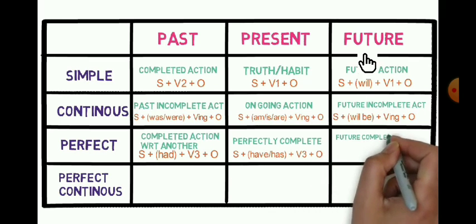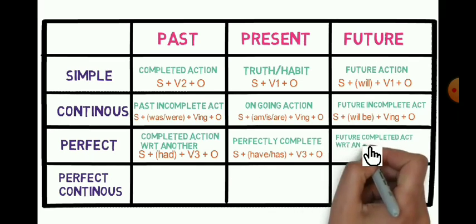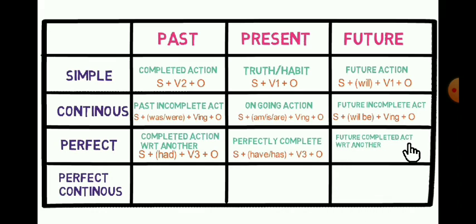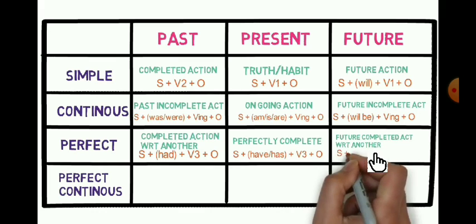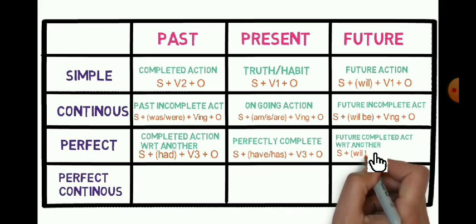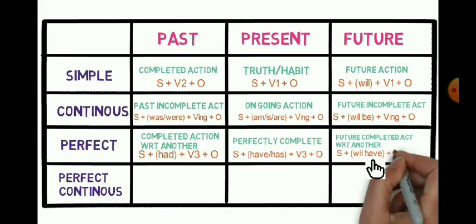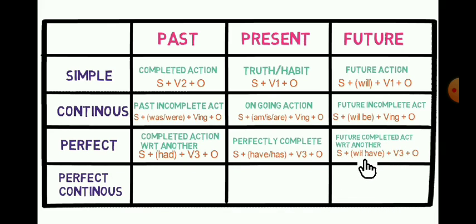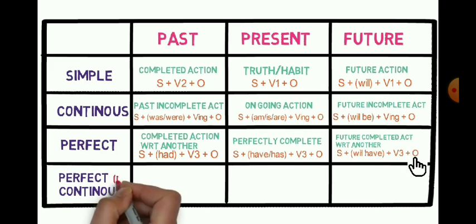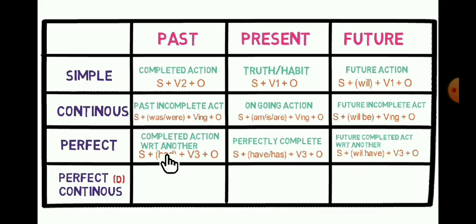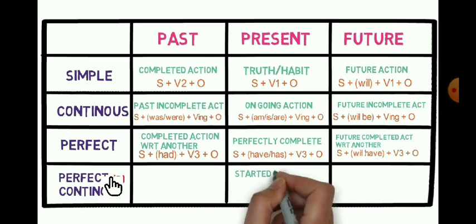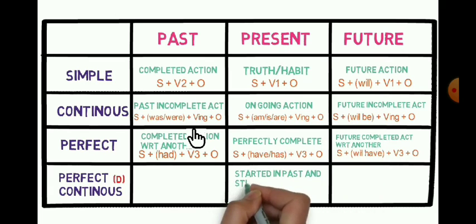Now comes future perfect. What is it? A future completed action with reference to another action. It is a completed action in the future, called future perfect tense. Subject plus will have plus verb in the form of 3 plus object. So this is a sentence structure. Now comes the last and the most important child of these three fathers. Let's discuss the present perfect continuous and then the past perfect continuous.